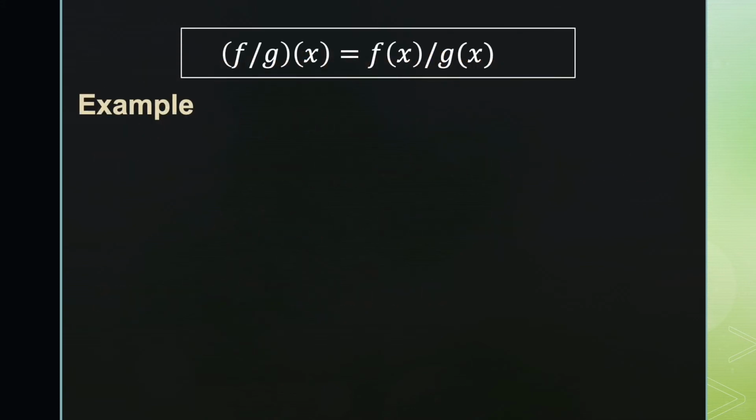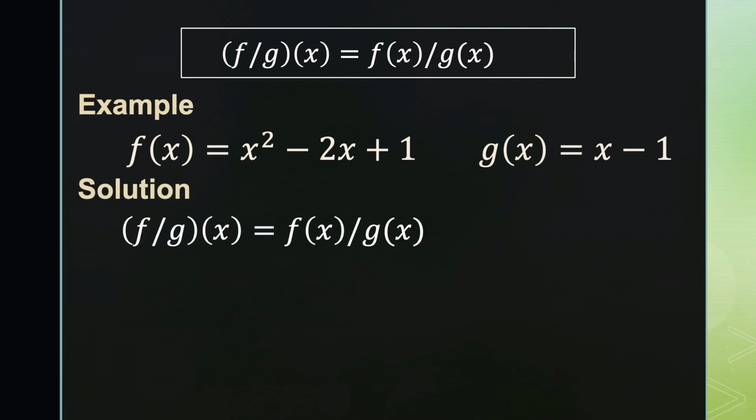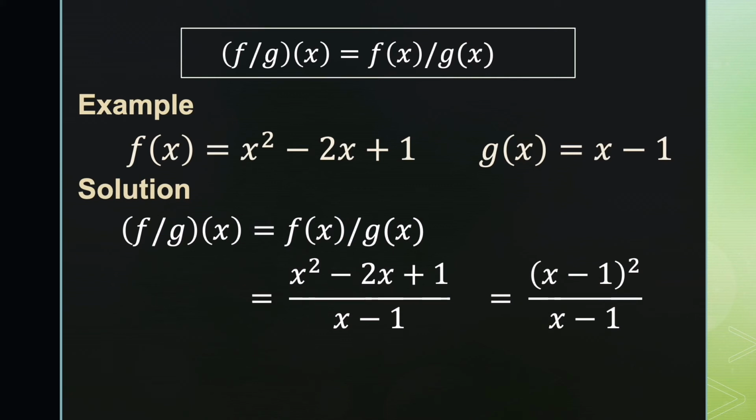For the example, consider the functions f of x equals x squared minus 2x plus 1 and g of x equals x minus 1. By definition, f over g of x equals f of x over g of x. Substituting the values of f and g, we have x squared minus 2x plus 1 over the quantity x minus 1. Note that the numerator is equivalent to the quantity x minus 1 squared. Thus we have f over g of x equals x minus 1.